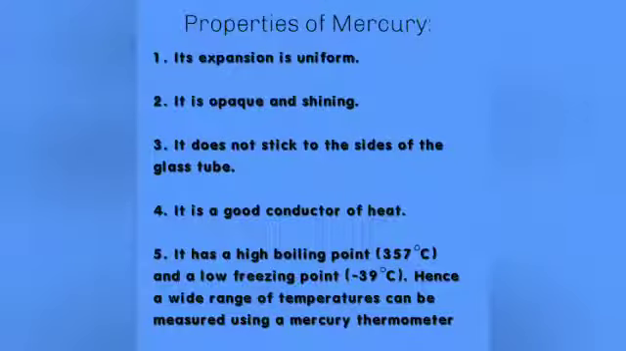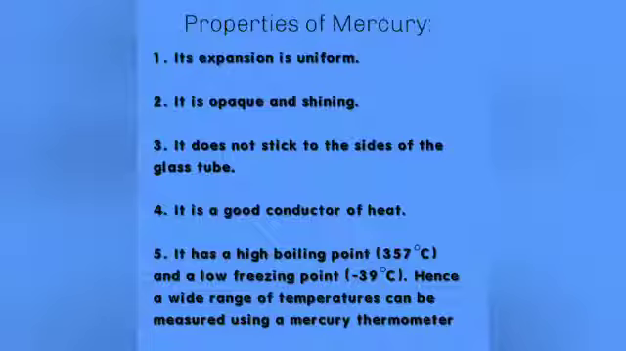Let us learn some more properties of mercury and alcohol. Mercury expands uniformly. For an equal amount of heat, it expands by equal length. The texture of mercury is very shiny and it is opaque, so we cannot see the other side through mercury. It does not stick to any other substance, or to the sides of the glass tube.